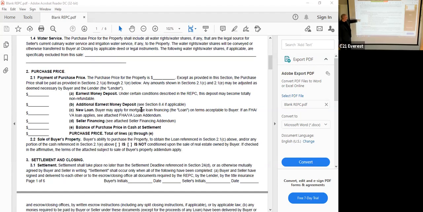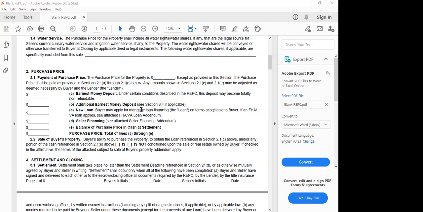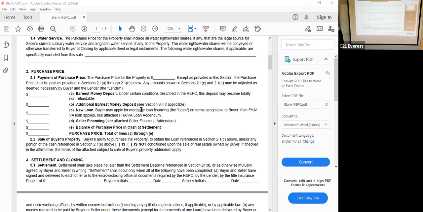Now we skip D. There is no seller financing. And now we come down to E. Balance of purchase price. What number goes in E? 30, right? Okay, I've got 30. Sounds pretty good. Any other takers?